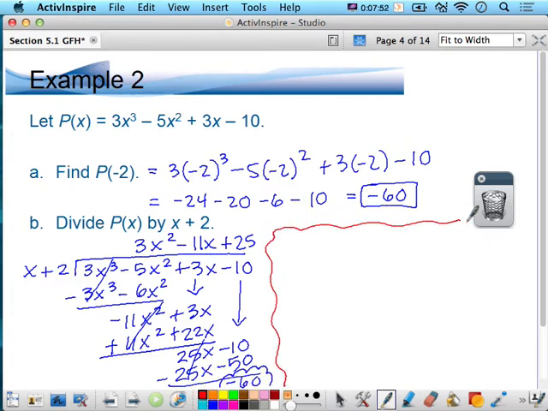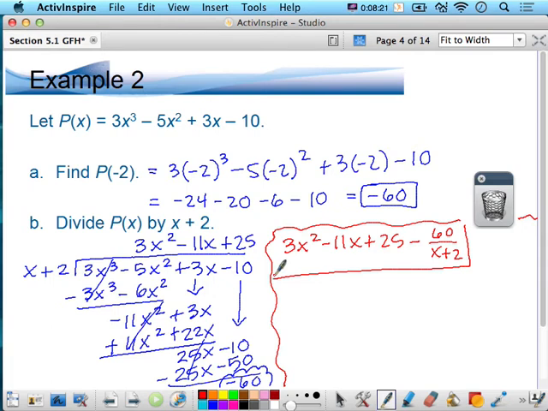There are a couple of ways you can write it. The typical notation is to simply list the quotient, 3x squared minus 11x plus 25 plus the remainder over the divisor. So plus negative 60 over x plus 2. So rather than writing plus a negative, let's just write minus 60 over x plus 2. And that is the typical way of writing the answer to a polynomial division problem.